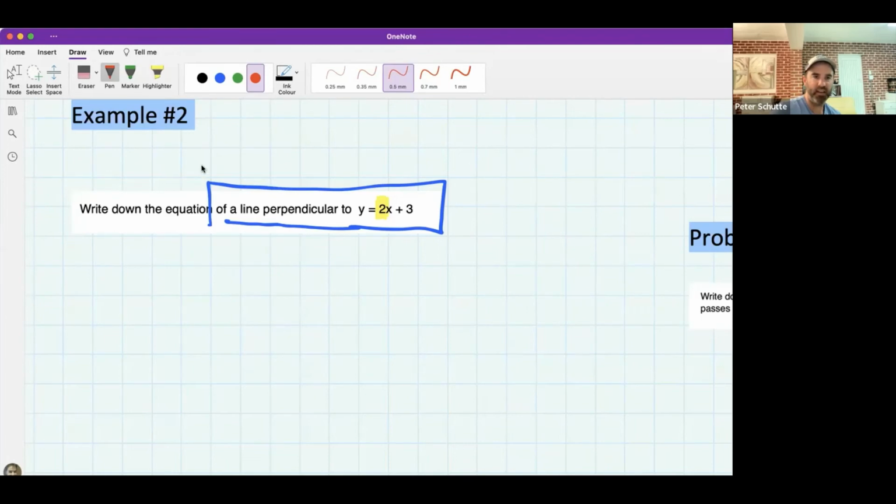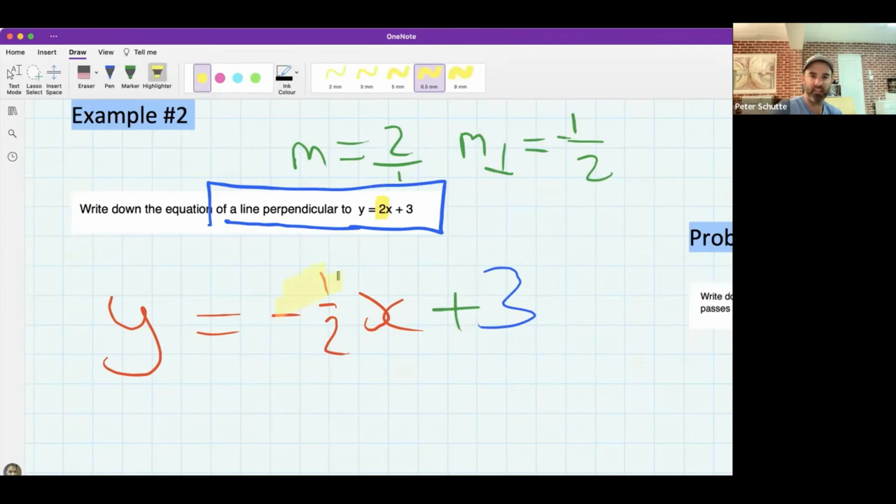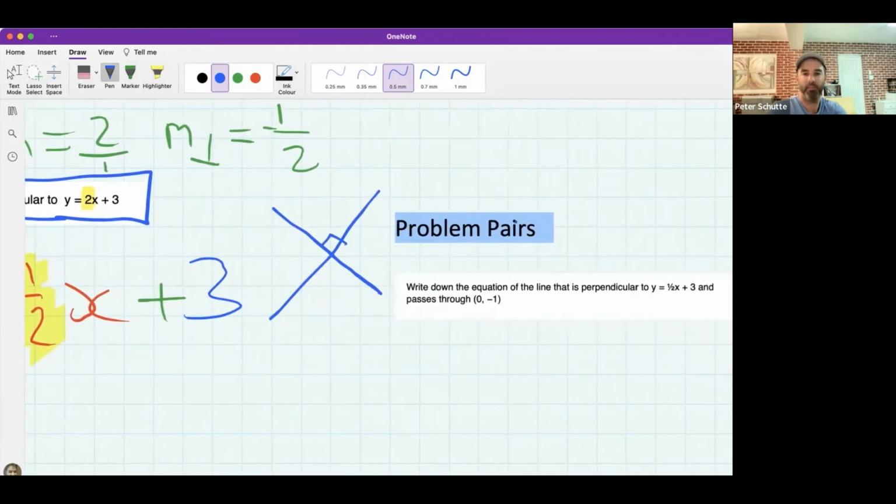Okay, I think I see some of you with it there. As long as you've got your y, that's fine. You need to have negative a half as your gradient, because if your gradient was 2 to start with, the gradient of a perpendicular line is just going to be the negative reciprocal. So you flip it over, 1 over 2, and then a negative. But then you can choose whatever C value you like. You could have plus 0, plus 2, plus 3. As long as your gradient is this negative reciprocal, those two lines will be perpendicular to each other. If we draw them, they will have this relationship where the one is positive and the one is negative, and they look like that.